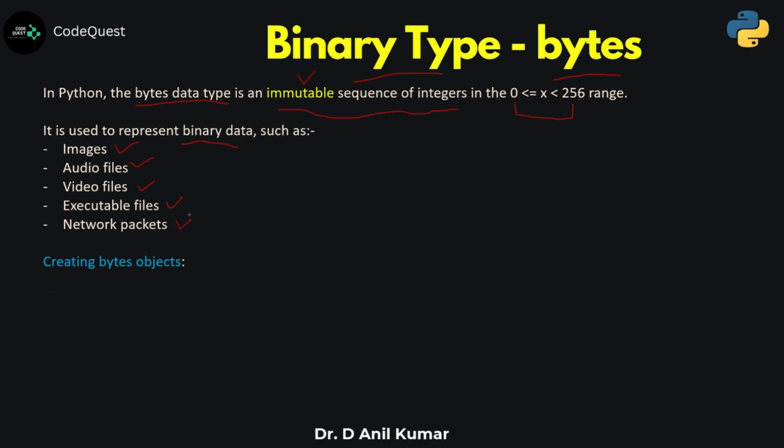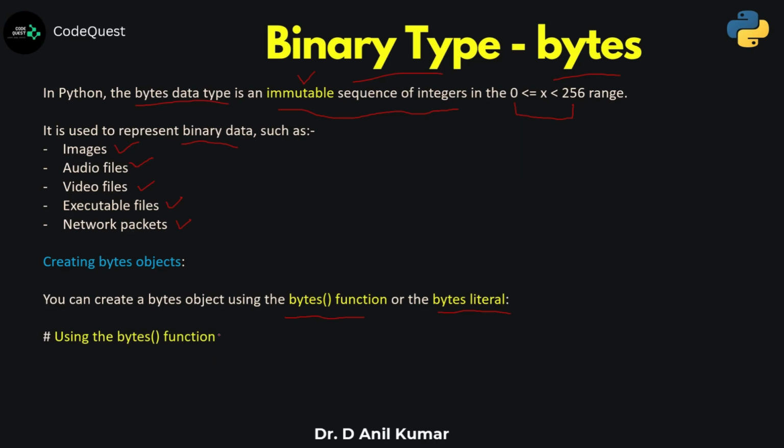Now how do we create this bytes object? There are two ways to do that. One is by using the bytes function, and another one is by using the bytes literal. Now let us see the first one. Using the bytes function, how can we generate it? Here we have taken this bytes function with parentheses.